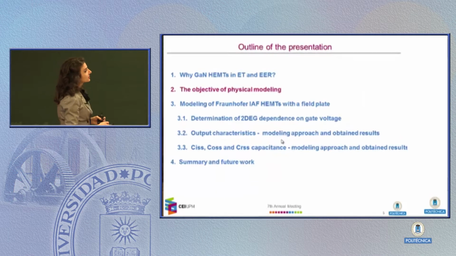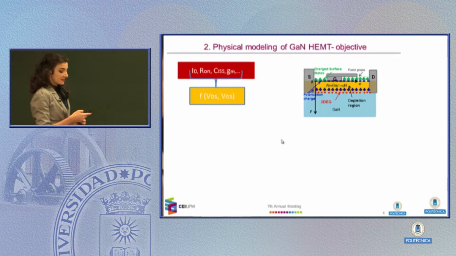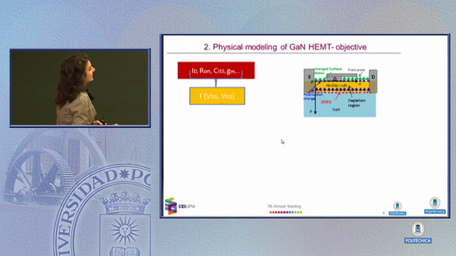So, what is the objective of physical modeling in this story? Here on the right-hand side you can see the cross-section of one gallium nitride device with this so-called field plate structure, which is actually this extension of the gate electrode with a material like silicon oxide or silicon nitride in our case below. Every switching device is actually described by its electrical characteristics, such as drain current, input, output, and reverse capacitance, and their dependencies on the applied voltages.